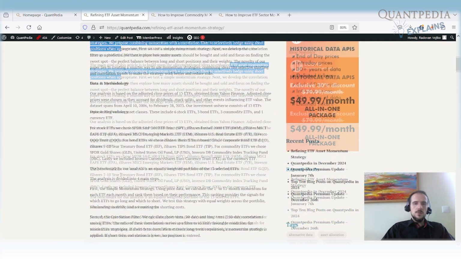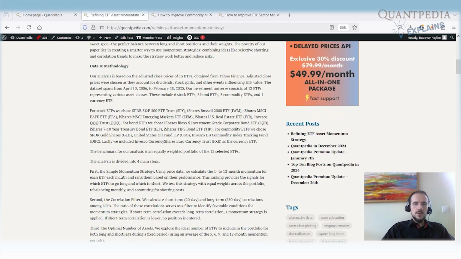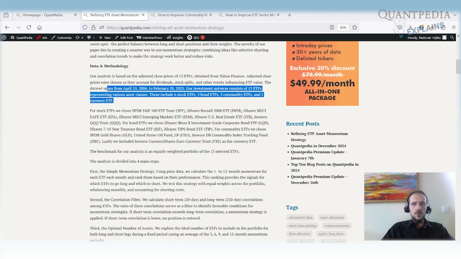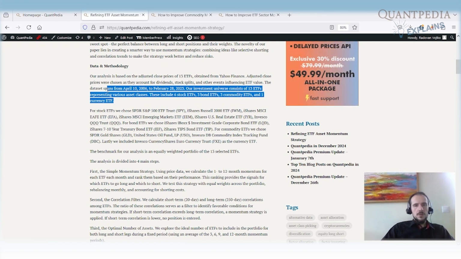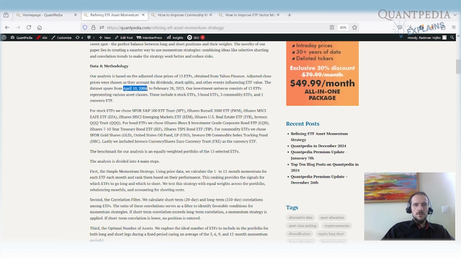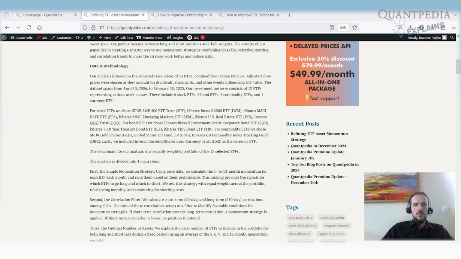So what's the ETF asset momentum strategy? It's a very highly diversified investment universe. We use 6 stock ETFs, 3 bond ETFs, 3 commodity ETFs, and 1 currency ETF. So we are really diversified among all of the asset classes. The investment universe is not so highly correlated, so the assets are not correlated to each other, but we still can improve the momentum strategy in this investment universe. So we have 14 ETFs and our backtest period spans from April 2006 until February 2023.